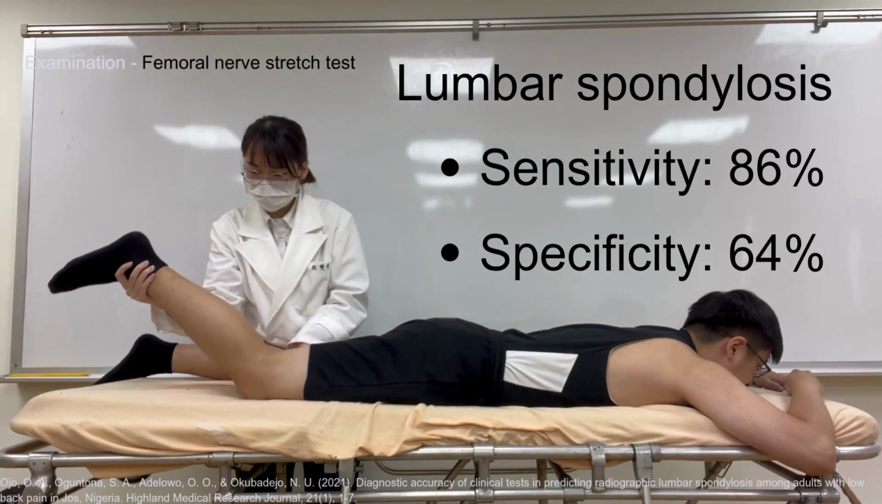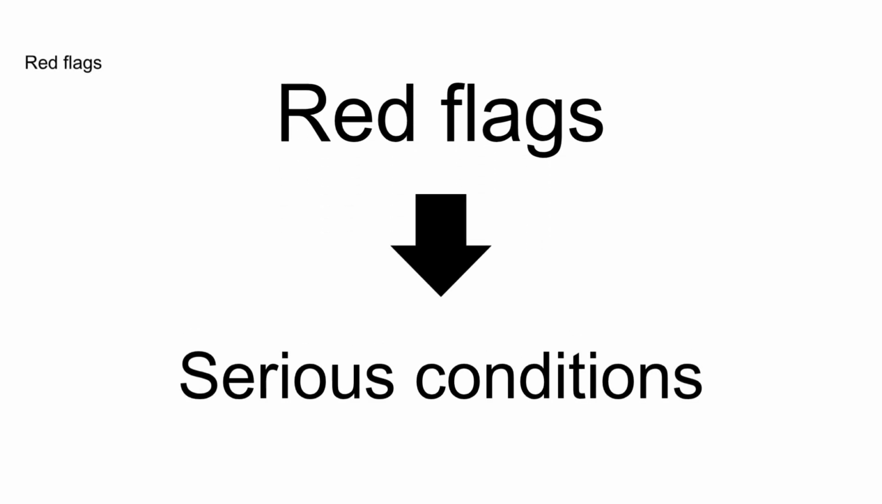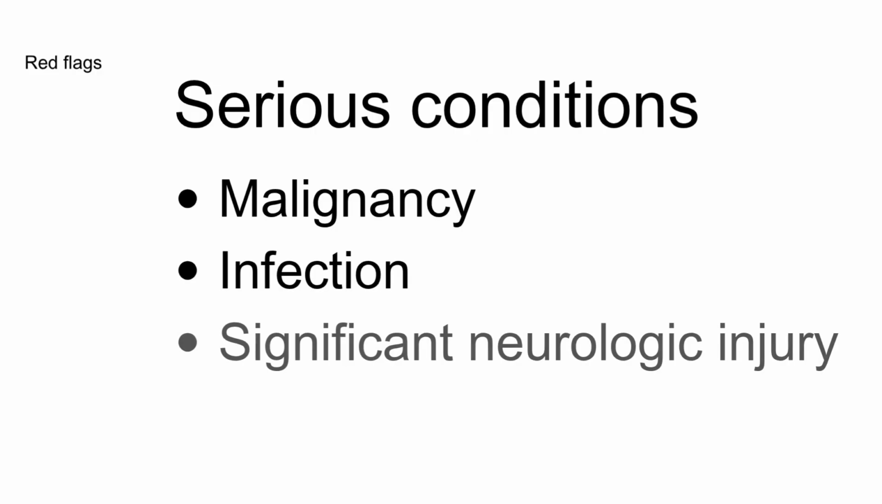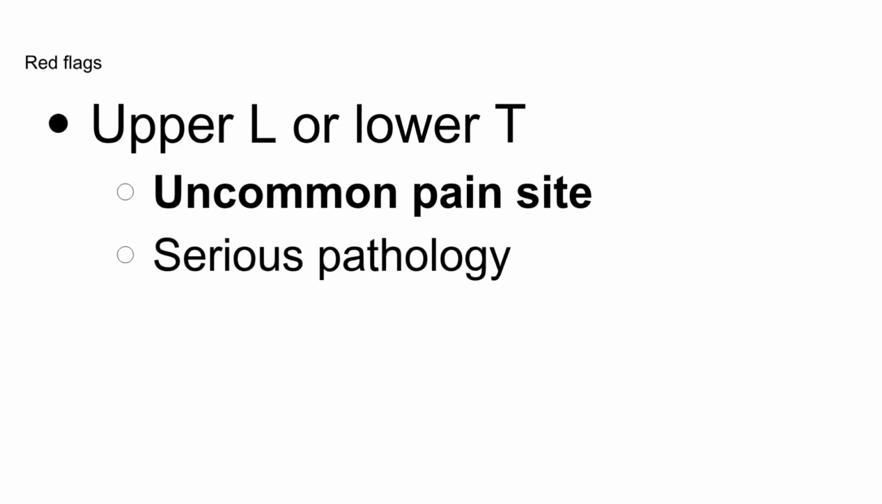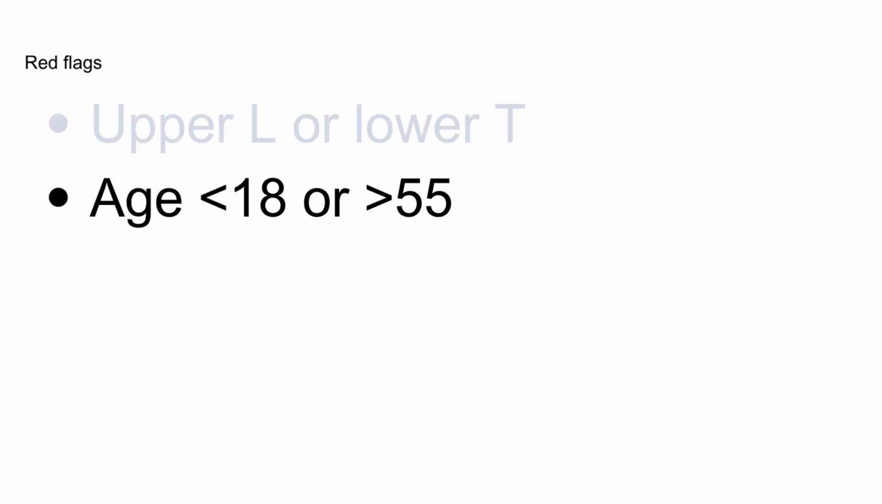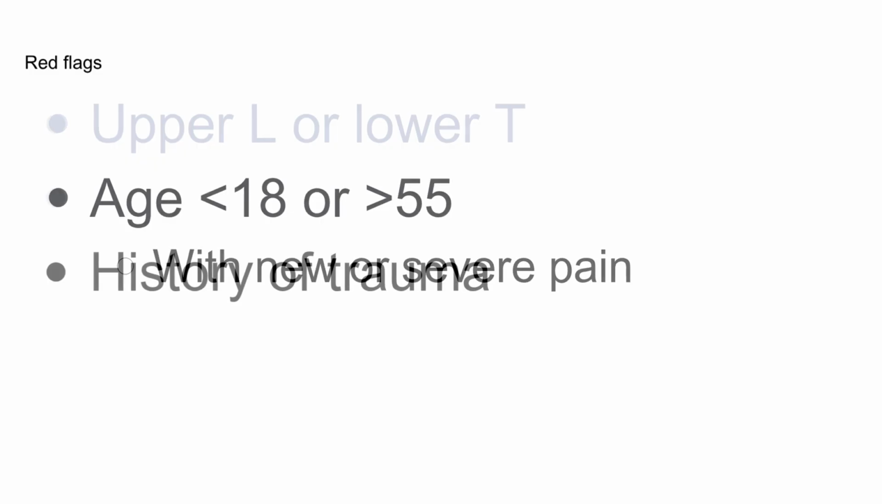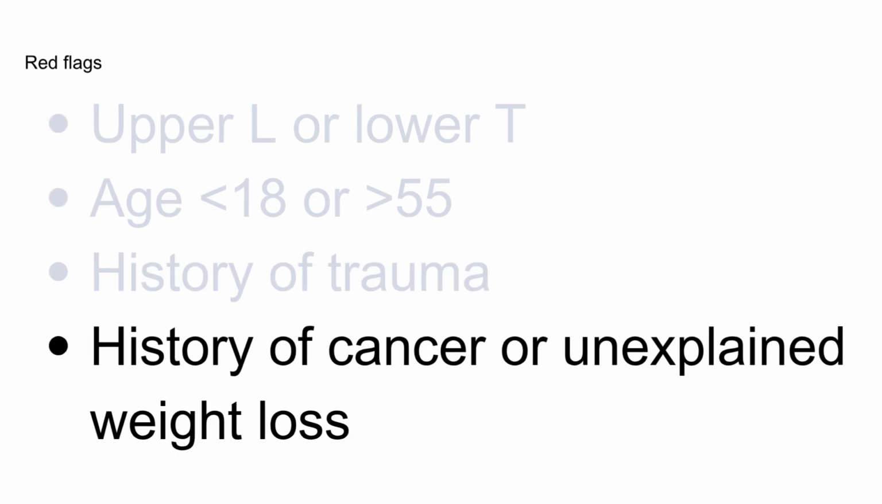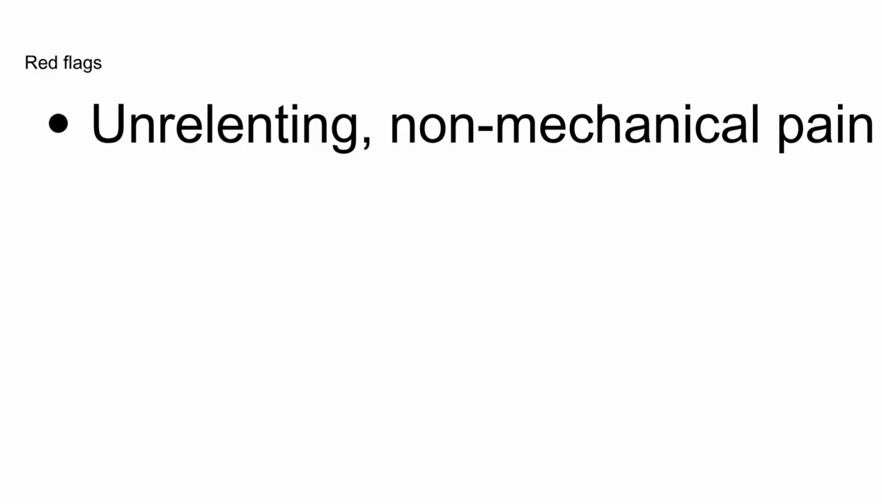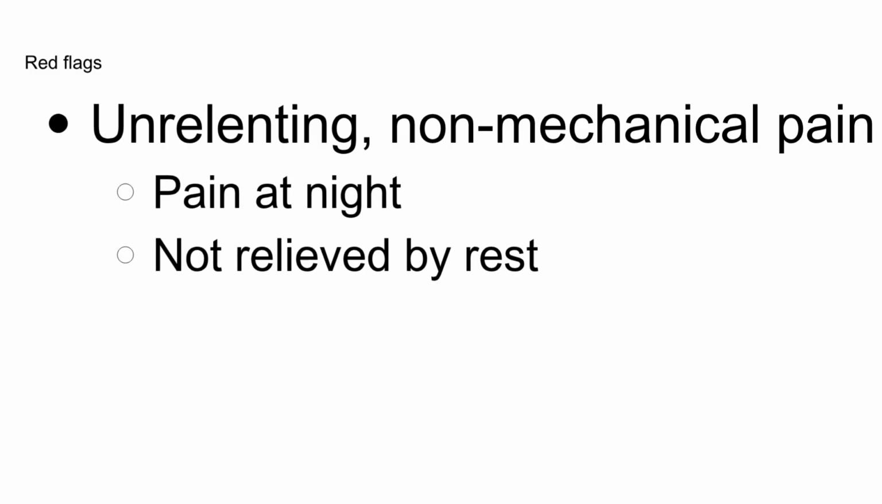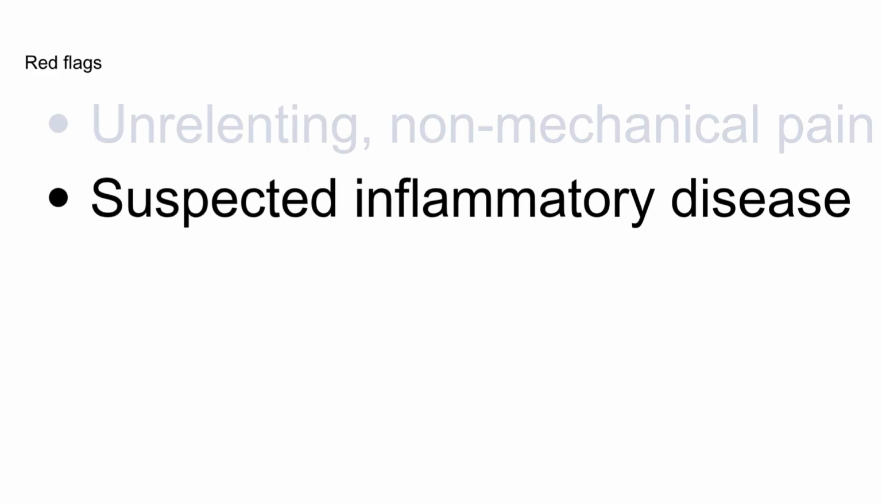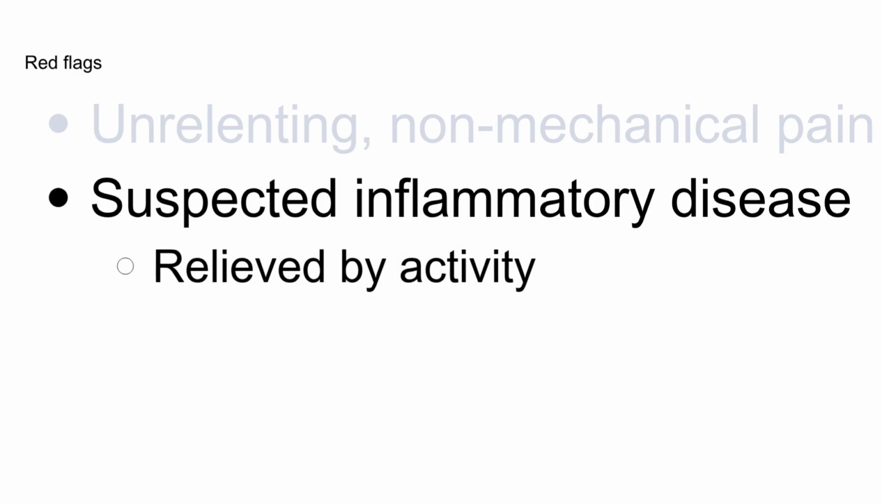Besides physical examination, be alert for red flags suggesting serious conditions such as malignancy, infection, significant neurologic injury, and fracture. These red flags can include pain localized to the upper lumbar or lower thoracic spine, an uncommon site for mechanical back pain and potentially suggestive of more serious pathology. Age-related concerns: onset under 18 or over 55 years old with new or severe pain. History of trauma. History of cancer or unexplained weight loss. Unrelenting, non-mechanical pain, especially pain at night or not relieved by rest. Suspected inflammatory disease may present as unrelenting pain, but is typically relieved by activity.